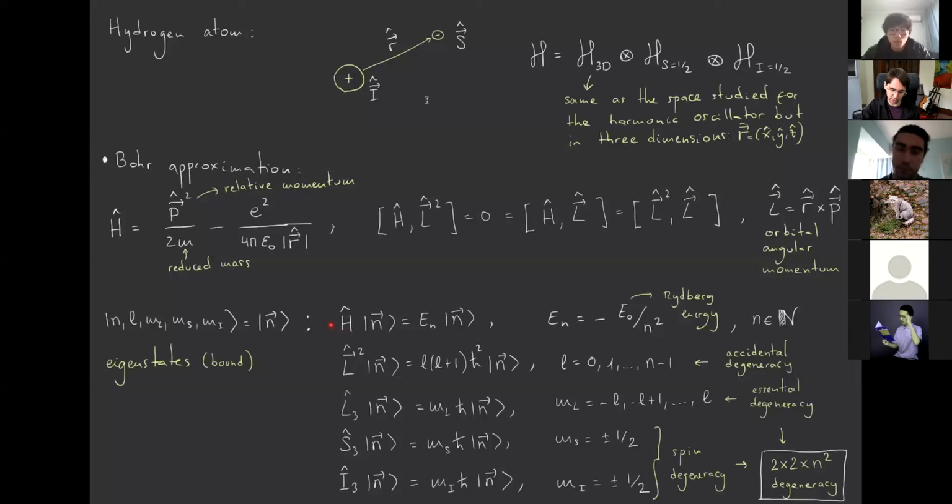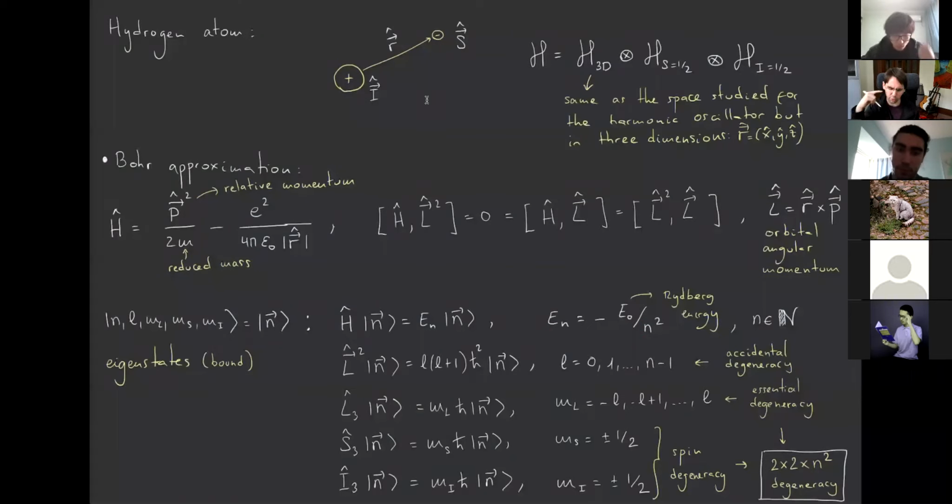So the Hamiltonian acting on the eigenstate n provides you an energy, E_n. And what we saw is that for this particular form of the Hamiltonian, this Bohr approximation, this Coulomb potential, the energy depends only on a single quantum number, n, and it's given by this formula: E_0 divided by n squared, with a negative sign.